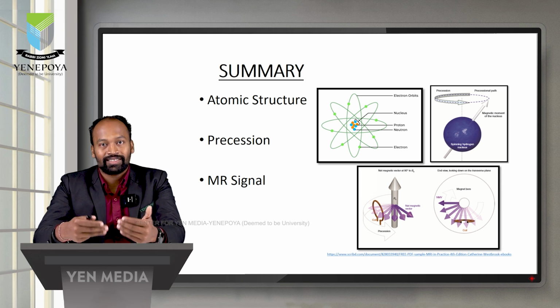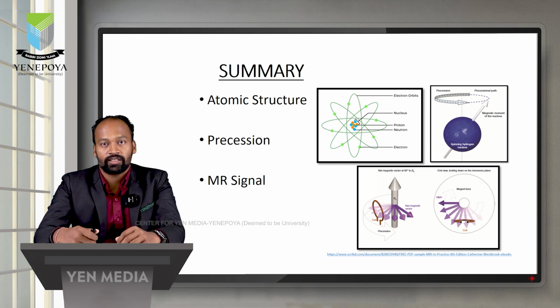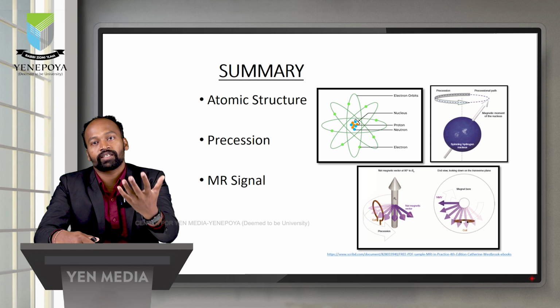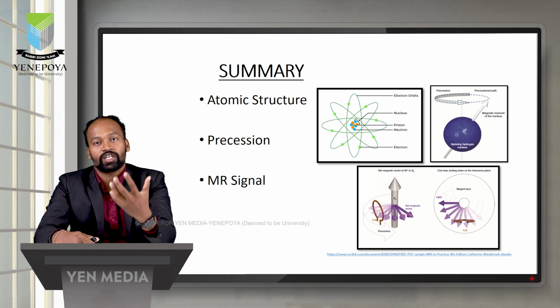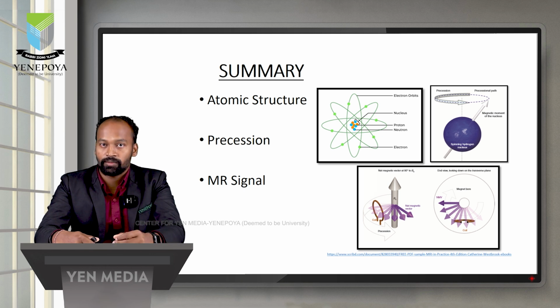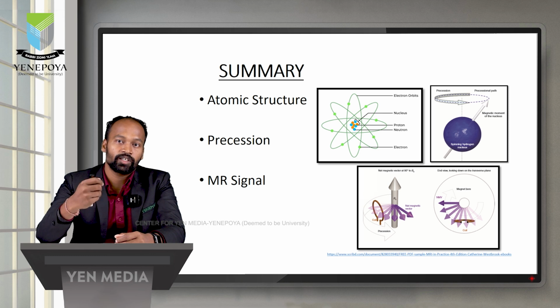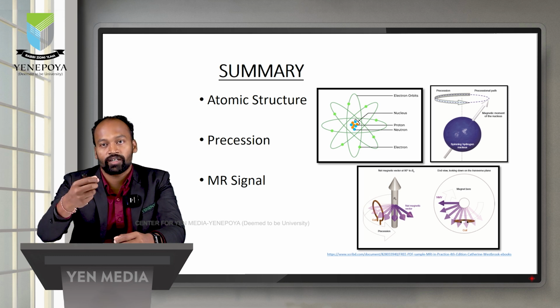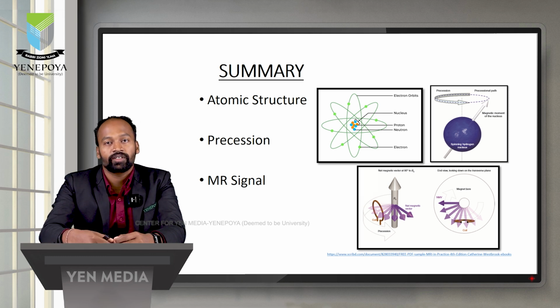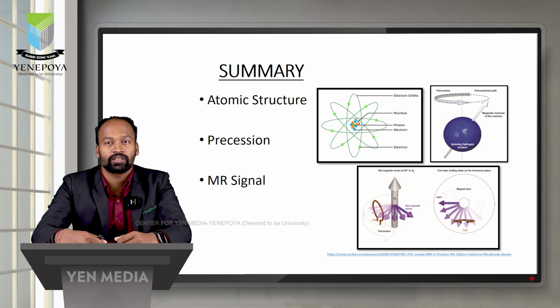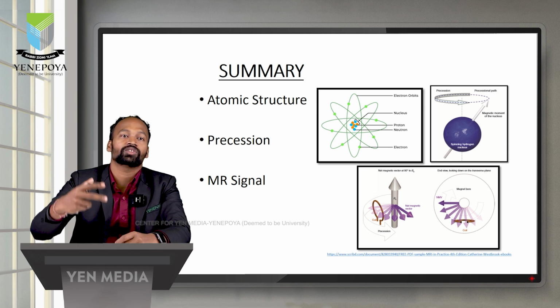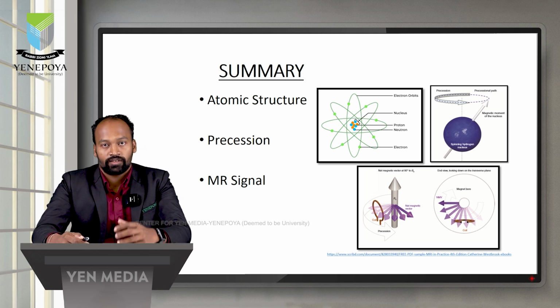Next one is the MR signal. Whenever charged particles move, magnetization occurs, and if we put a coil or conducting loop at that place, a signal or voltage will be induced inside the coil. That voltage constitutes the MR signal.